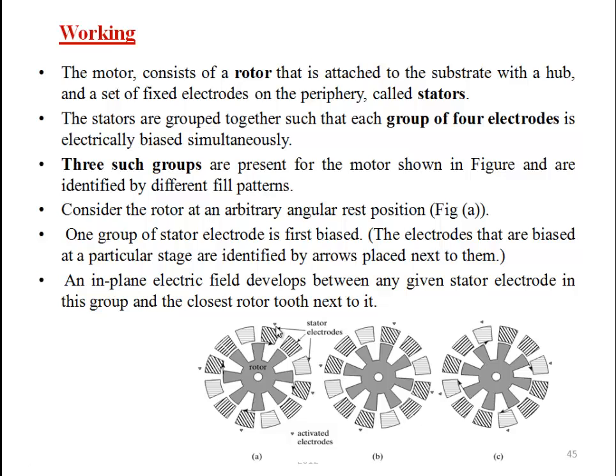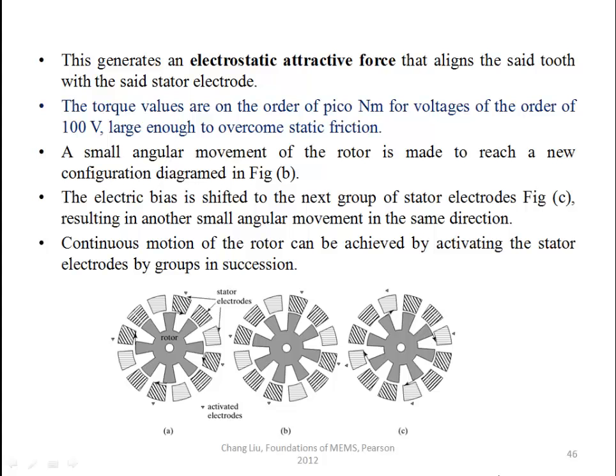When we bias a group of stator electrodes, of course an electric field arises between the given stator electrodes and the rotor. As a result, there will be an attractive force, and this attractive force will align the rotor to the stator electrodes. Aligning means there will be a small angular movement of the rotor, and that angular movement is shown in figure B.